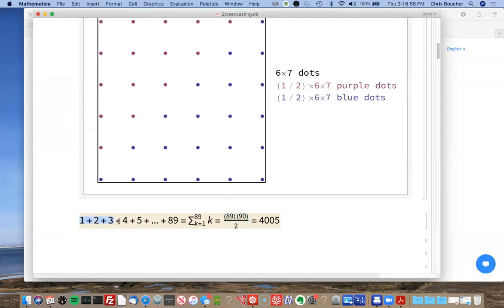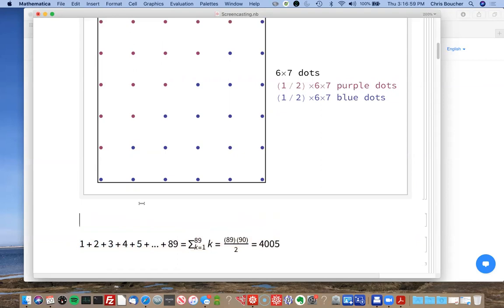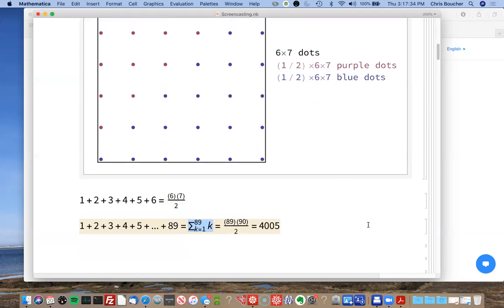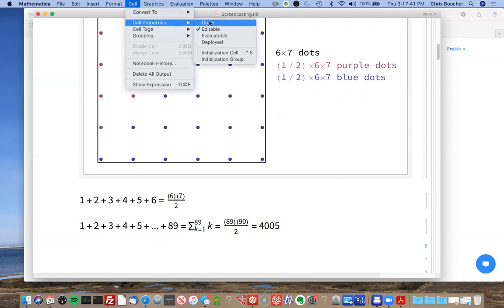In the picture on the screen now, let's go ahead and add a little something here. It is the sum up to 6, and we're saying that that's equal to 6 times 7 over 2, which is just this formula right here, 1/2 times 6 times 7. The point I'm trying to make is that it doesn't matter how far this sum goes, the same reasoning works. It's always this number times it plus 1 divided by 2, and this gives us a nice formula for summing the first n integers, for doing this sum 1 plus 2 plus 3 plus 4 plus 5, and so forth.